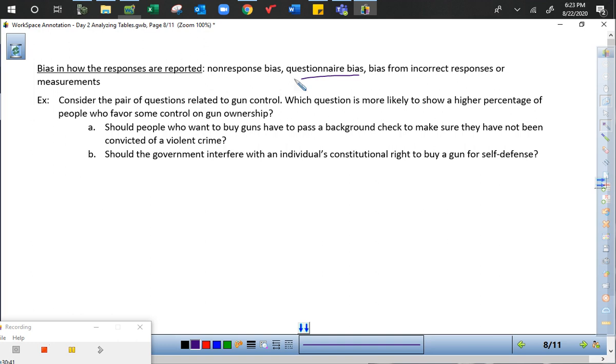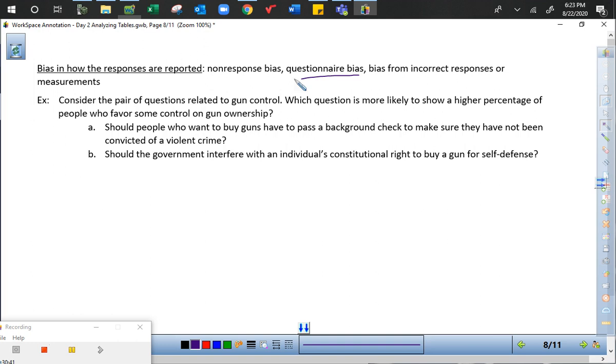So we're supposed to look at this pair of questions related to gun control. And before I even read the question, I'm going to go look at A and B. It says, should people who want to buy guns have to pass a background check to make sure they have not been convicted of a violent crime? The next one is, should the government interfere with an individual's constitutional right to buy a gun for self-defense? So those are the different sides of the fence there, and they're both worded to gear people towards their point of view.